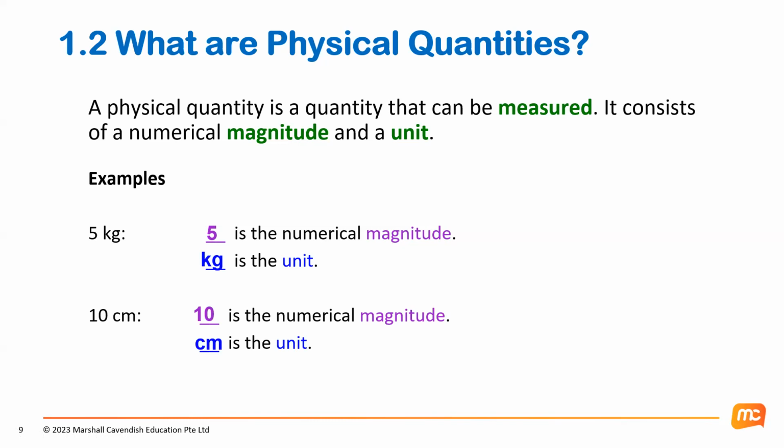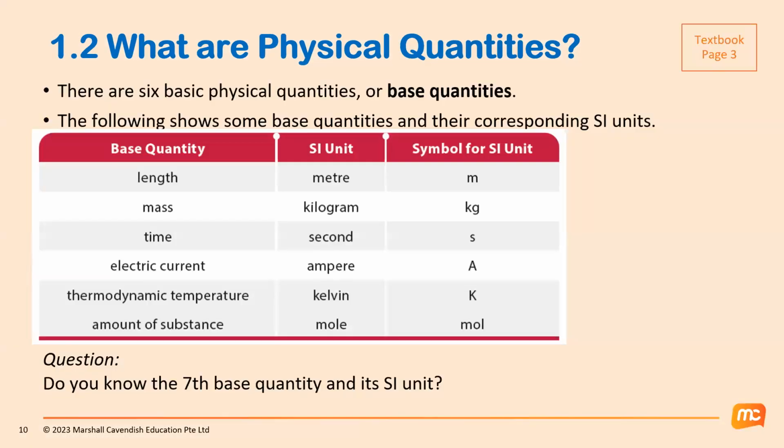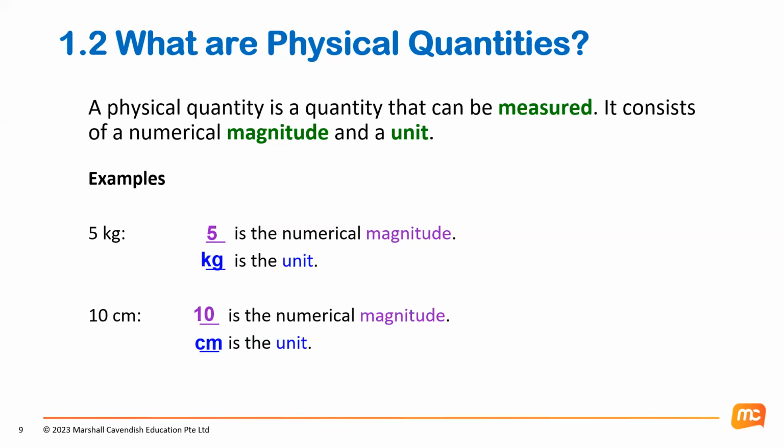Other examples of physical quantities that you can measure are like time. I can measure 10 seconds, I can measure 10 hours. I can also measure temperature like 5 degrees Celsius, 10 degrees Celsius, etc. Some things that are not physical quantities are like colors. The color is blue. The color is light green. These are not physical quantities because they have no numbers and no units attached to them.